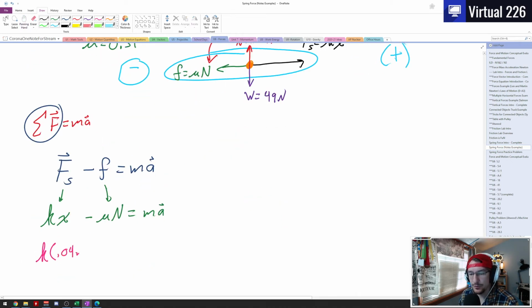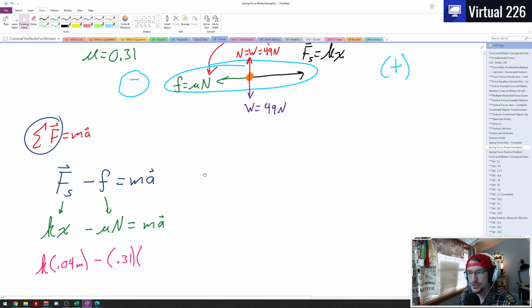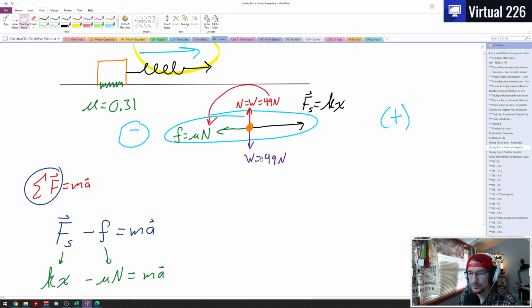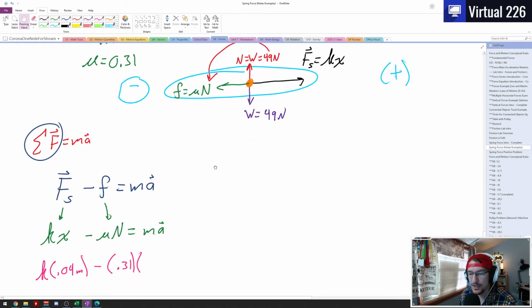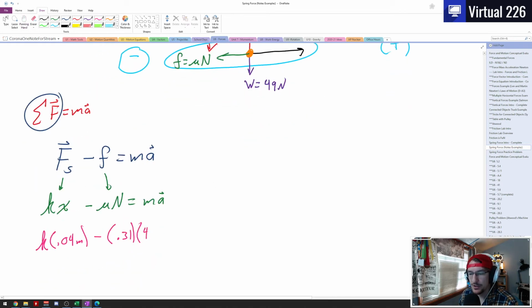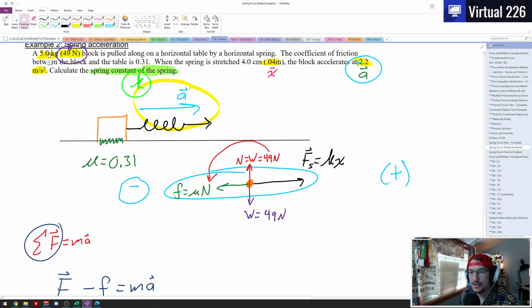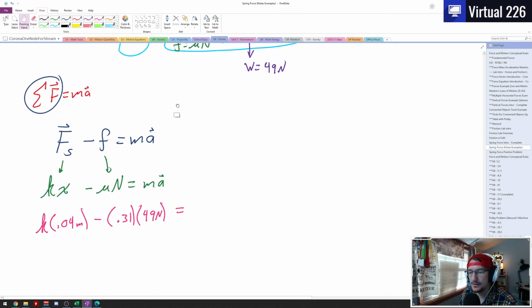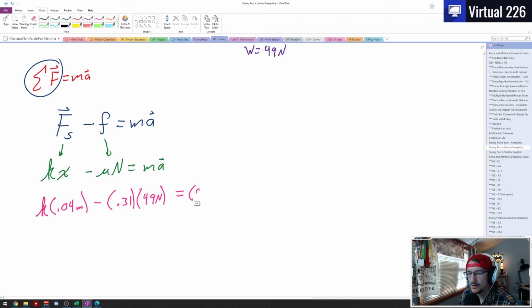So 0.04 meters, minus our coefficient of friction, which was 0.31, multiplied by the normal force, which is technically equal to the weight here, which was mg, but they gave it to us as 49. So we actually know the normal force right there. This will equal the mass, and in this problem they give us the mass in the beginning of 5 kilograms. Very kind. So we can just say 5 kilograms multiplied by the acceleration, which is going to the right, the positive direction, of 2.2 meters per second squared.